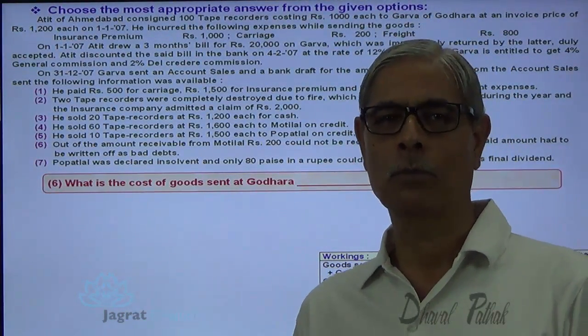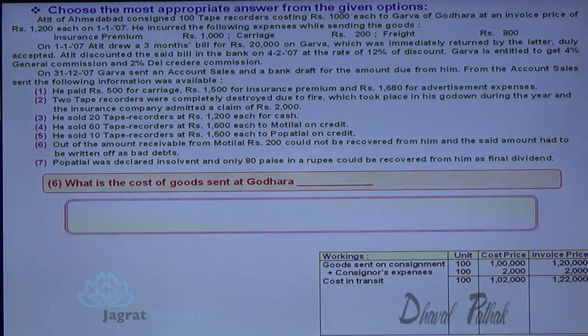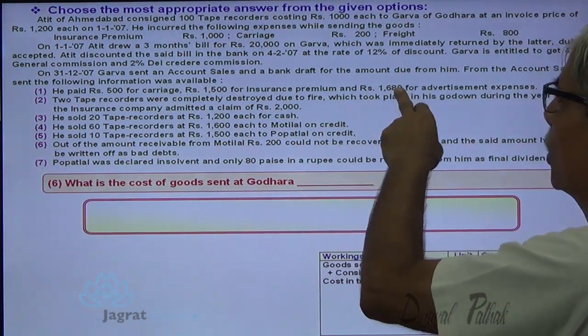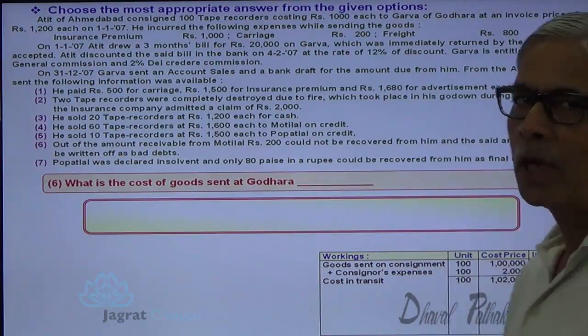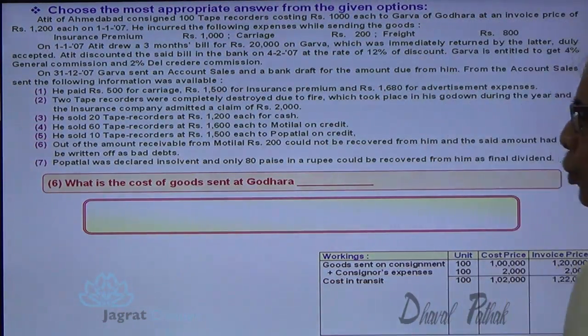So what is the cost of goods at Godhra? For that you are required to add: he paid 500 for carriage, 1,500 for insurance, and this is advertisement expenditure. Advertisement expenditure cannot be added because it's an expense related to sale. So you are required to add the others.